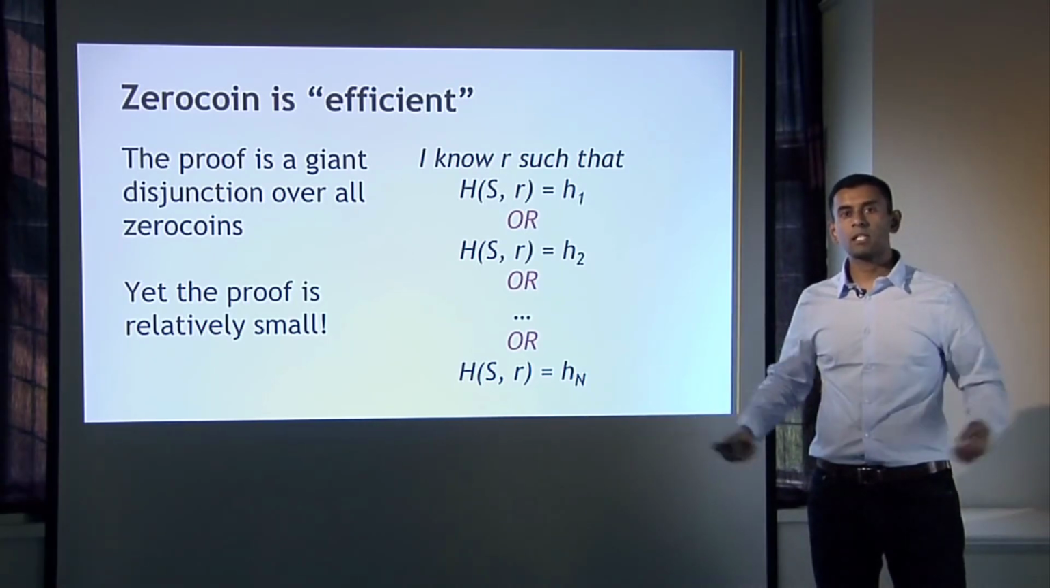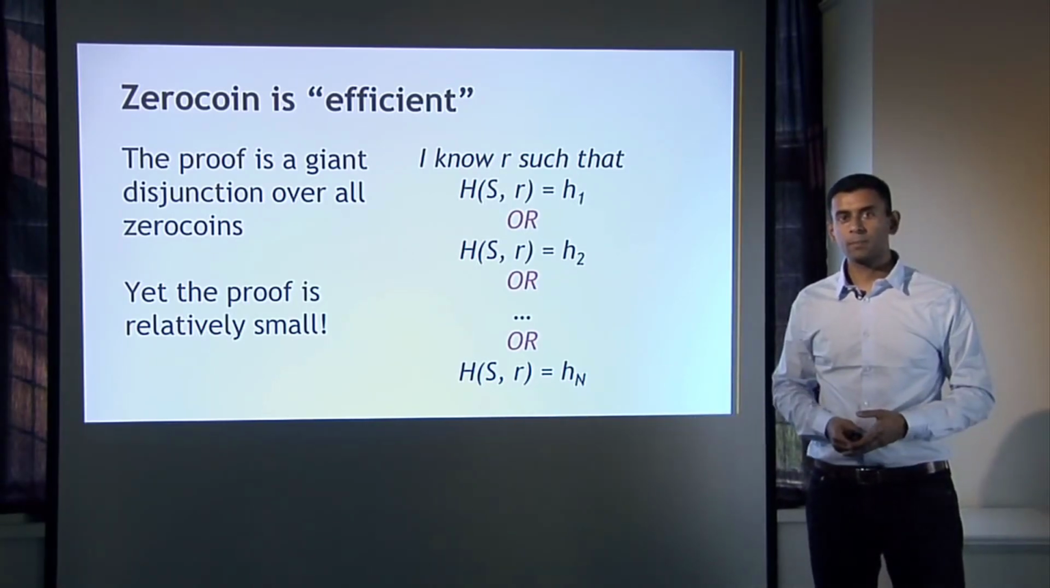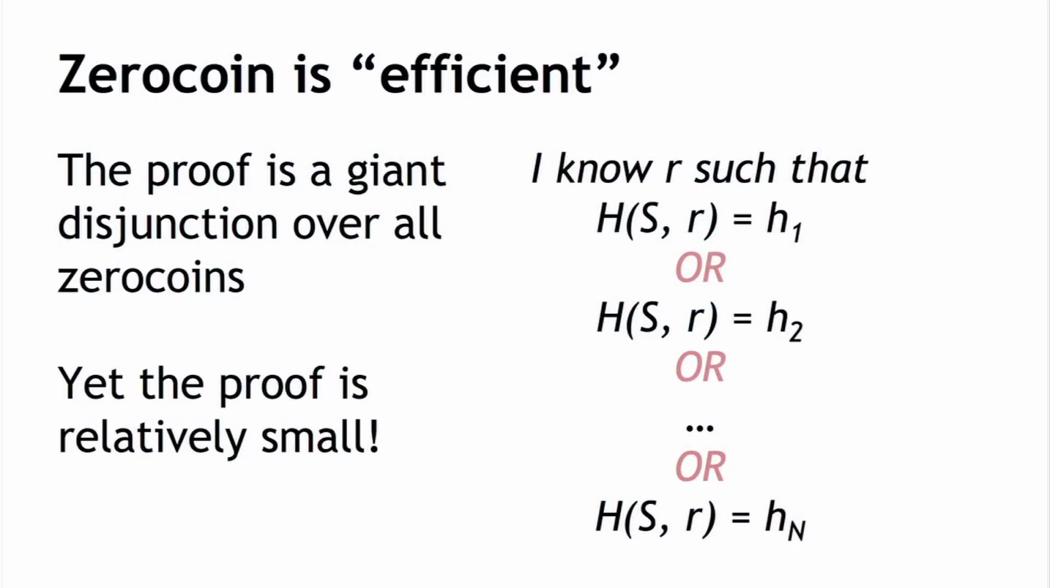So it's a very long statement that the prover is proving. It's a statement whose length is proportional to the number of 0 coins on the blockchain. And yet, the proof is much smaller than that. It's not linear. It's only logarithmic in the value n here. And that's part of the magic of 0 coin. That's what makes it possible to even run the system.